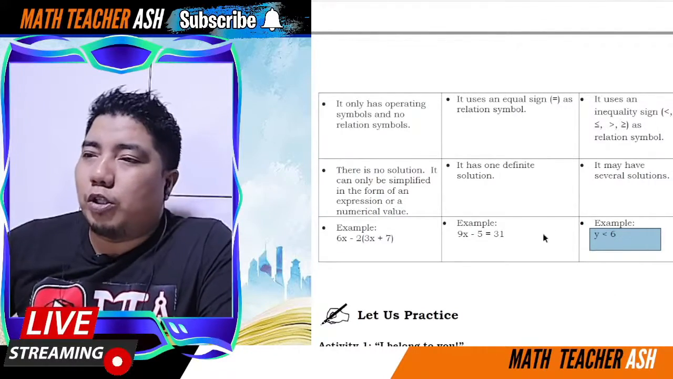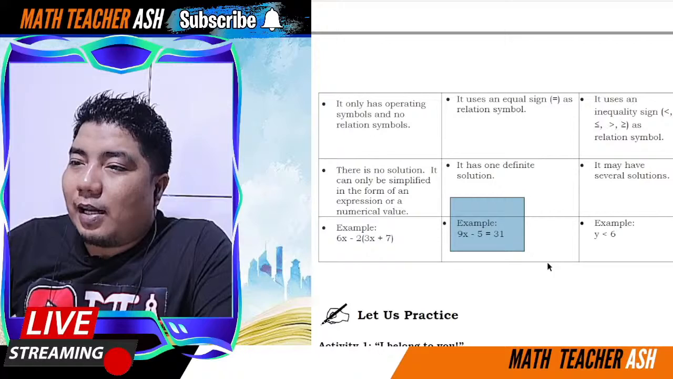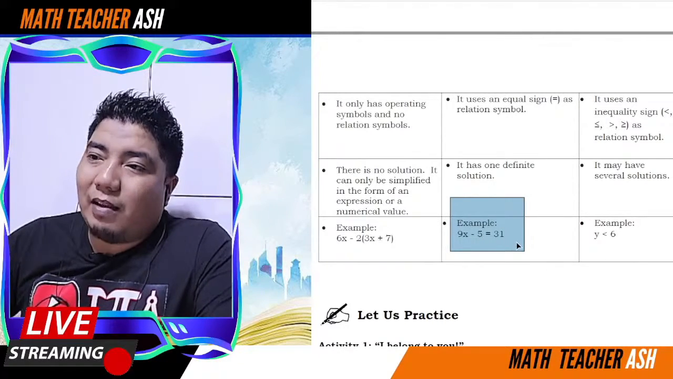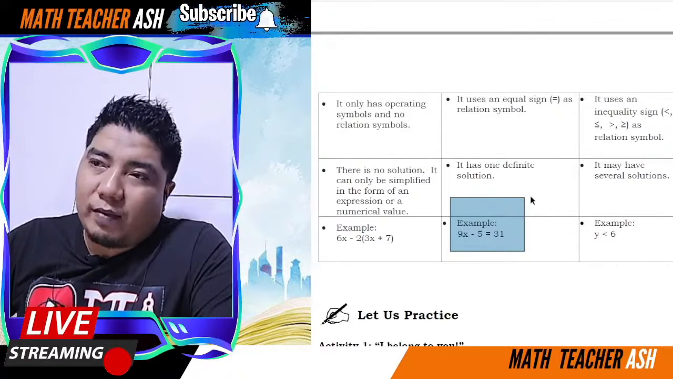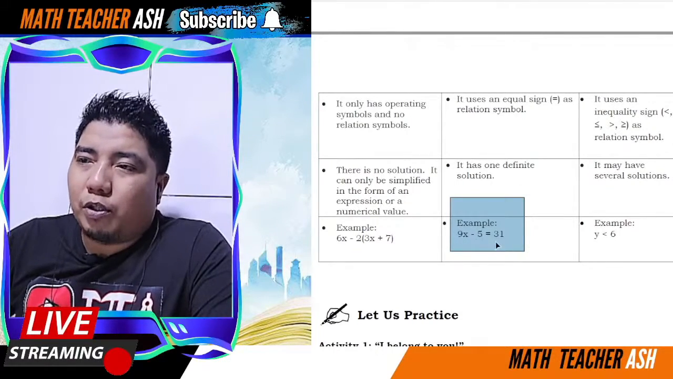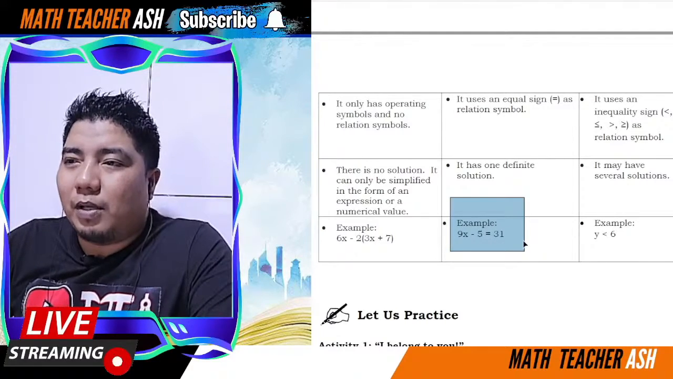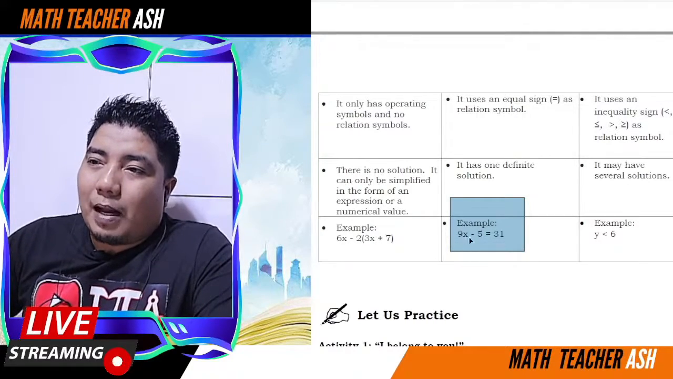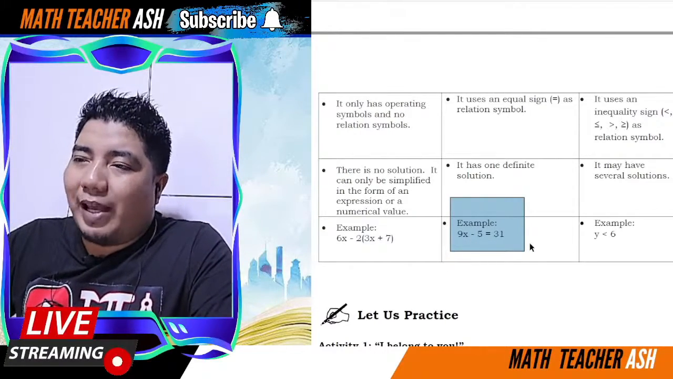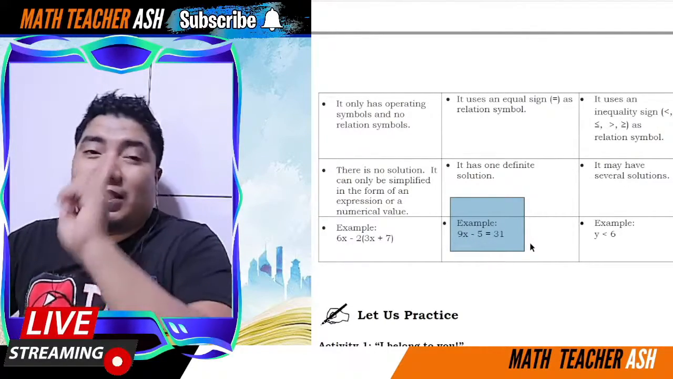So, many solutions. Pero ito naman, sa 9x minus 5 is equal to 31, if we transpose negative 5 or minus 5 to the right side, kasi siya ay walang variable, so 31 plus 5 na yan. So, magiging 36. And para matanggal si 9, we divide both sides by 9. So, x will become 4. Okay, so isang value lang.